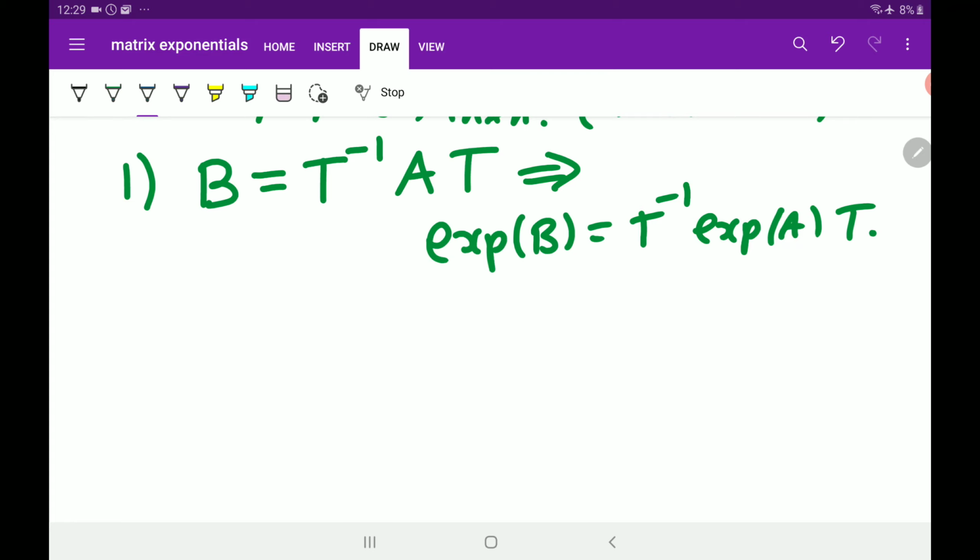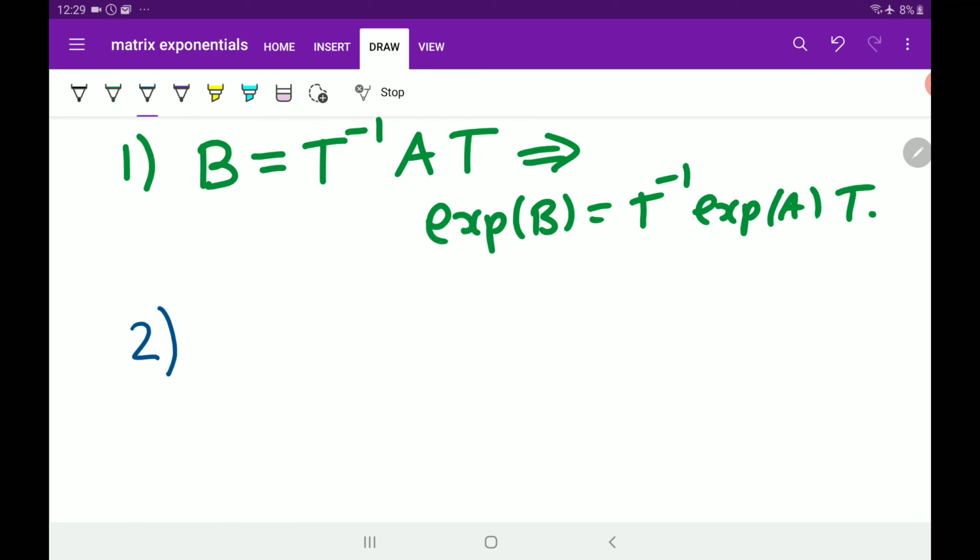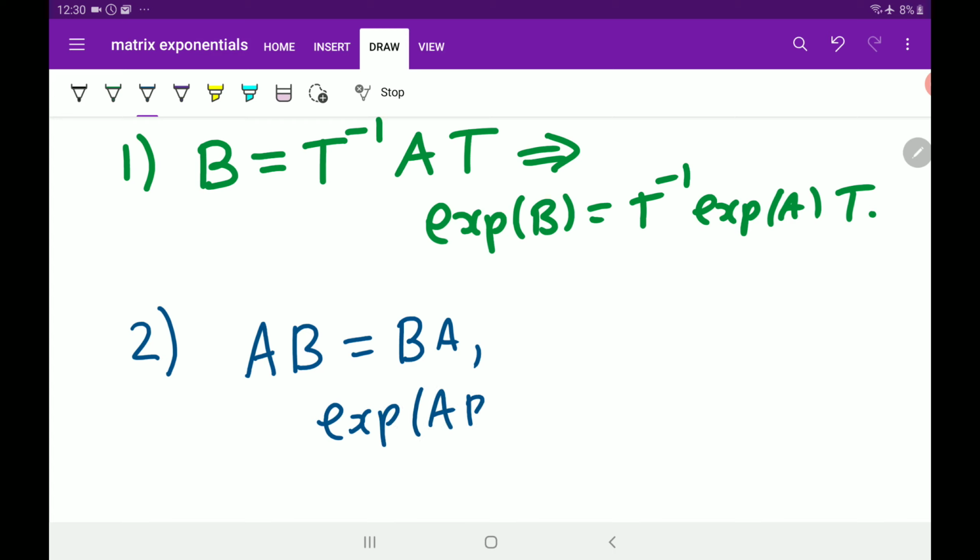Okay, what's the second fundamental property? With the regular exponential, the exponential of a sum is the product of the exponentials. But this is not necessarily true for the matrix exponential. If A and B commute, then the exponential of A plus B is the exponential of A times the exponential of B.